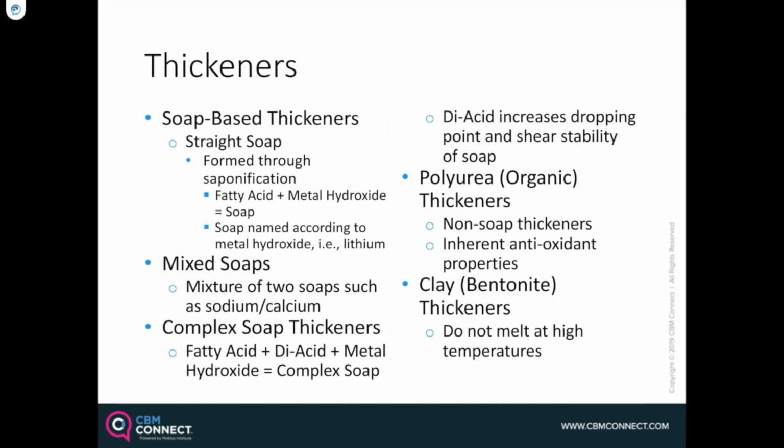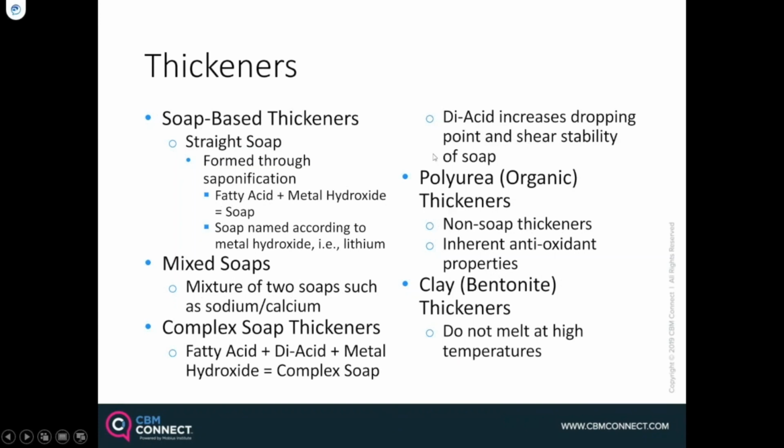In a slide earlier, we talked about the straight soap or single, and then a complex soap. So just know that for a straight soap, the process of putting a fatty acid and a metal hydroxide together is called saponification. When you do that, you get a straight lithium grease, right? Well, there's also a lithium complex grease. That is put through a secondary reaction down here at the bottom, where you take a diacid and a metal, and you get a complex soap.